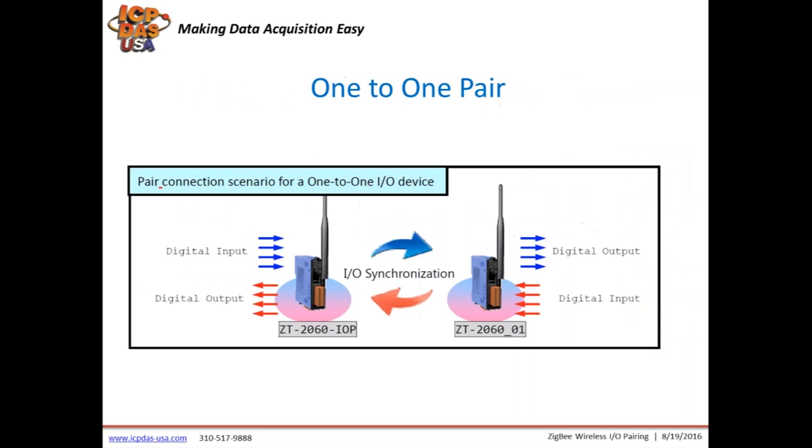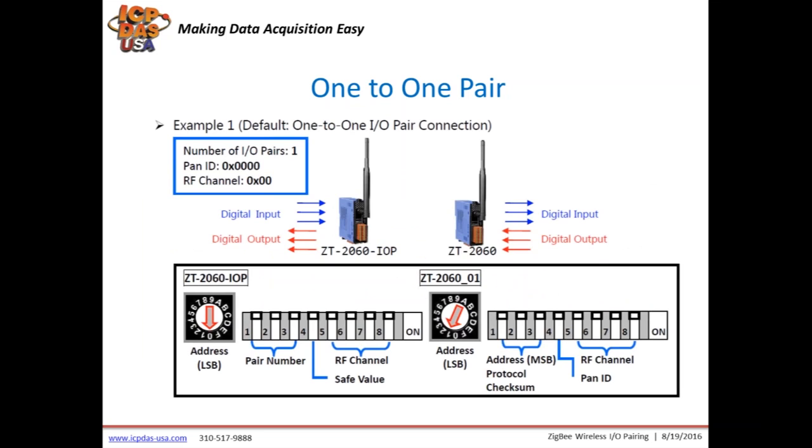The diagram shown shows how our pair modules work in a one-to-one situation. The ZT2060 IOP continuously polls the ZT2060 for its IO status and updates its status of its digital outputs based on the status of the digital inputs from the ZT2060 and the output statuses of the ZT2060 when the digital inputs for the ZT2060 IOP are changed.